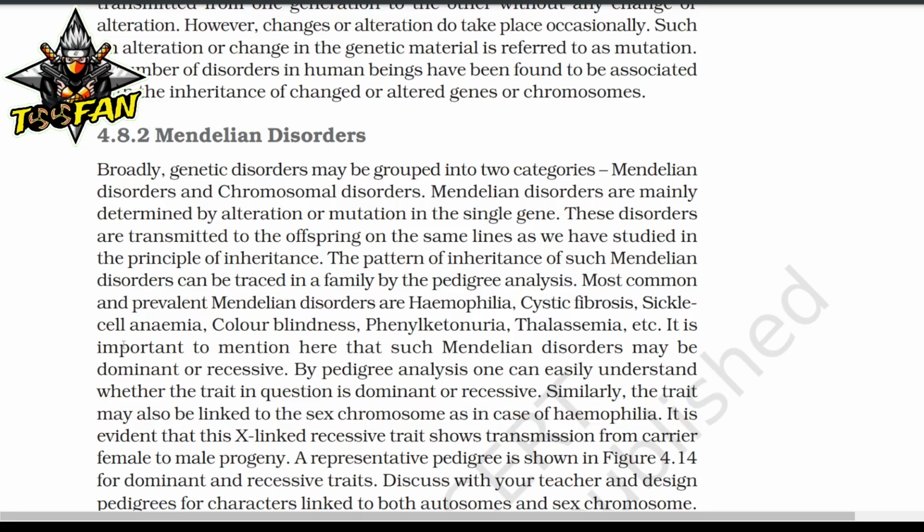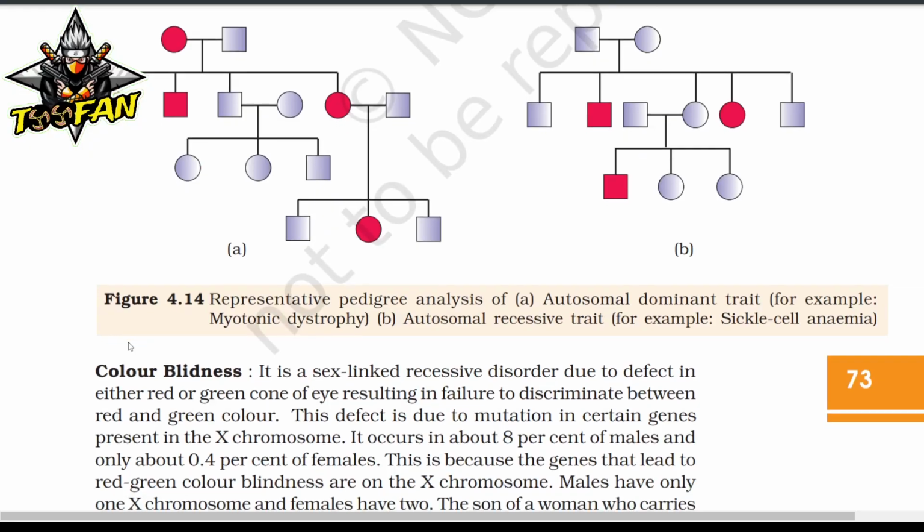It is important to mention here that such Mendelian disorders may be dominant or recessive. By pedigree analysis, one can easily understand whether the trait in question is dominant or recessive. Similarly, the trait may also be linked to sex determination, as in the case of hemophilia. It is evident that this recessive trait shows transmission from carrier female to male progeny. A representative pedigree is also seen for a dominant or recessive trait. Discuss with your teachers or design pedigrees for characters linked to both autosomes or sex chromosomes.